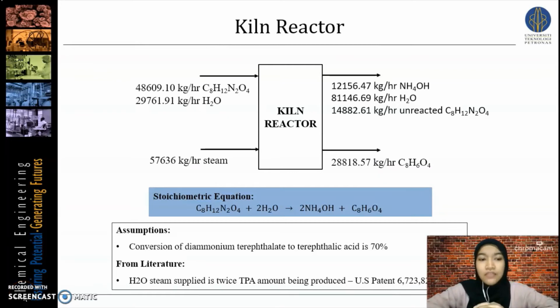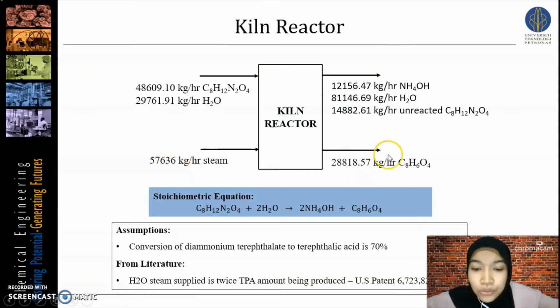Besides, we also find out from the literature that the H2O steam supplied to this reactor should be twice the amount of TPA produced from the reactor, from this reaction. So in order to produce 28,818.57 kilogram per hour of terephthalic acid, we need at least 57,636 kilogram per hour of steam.